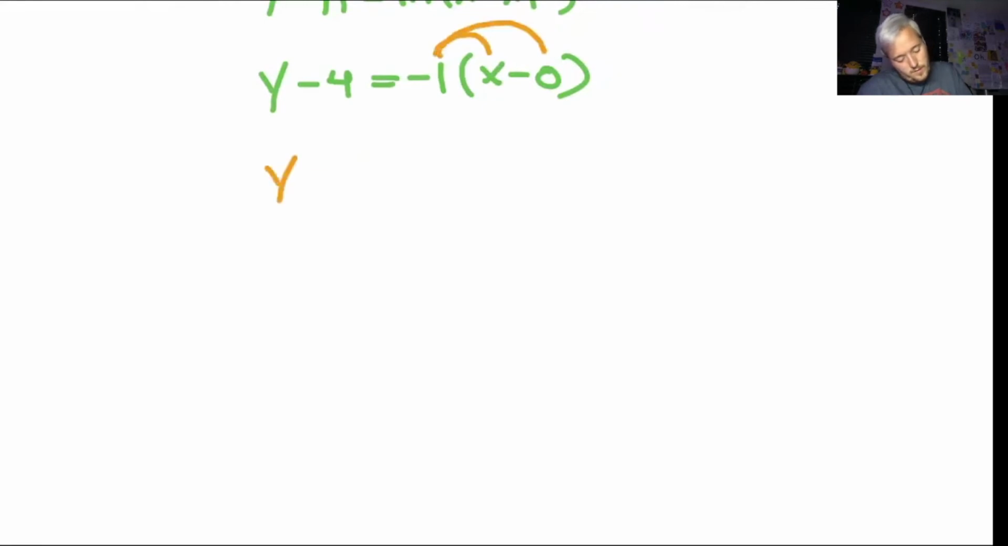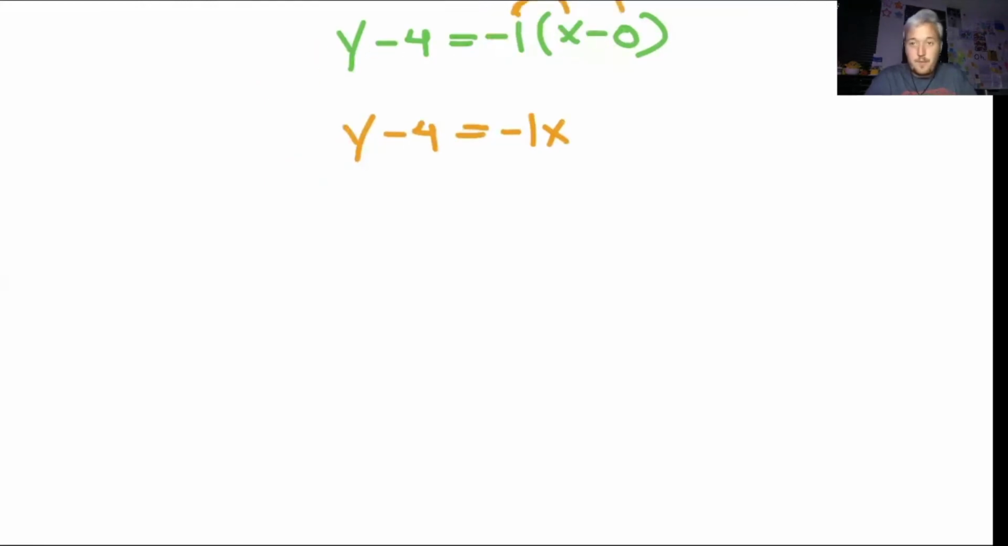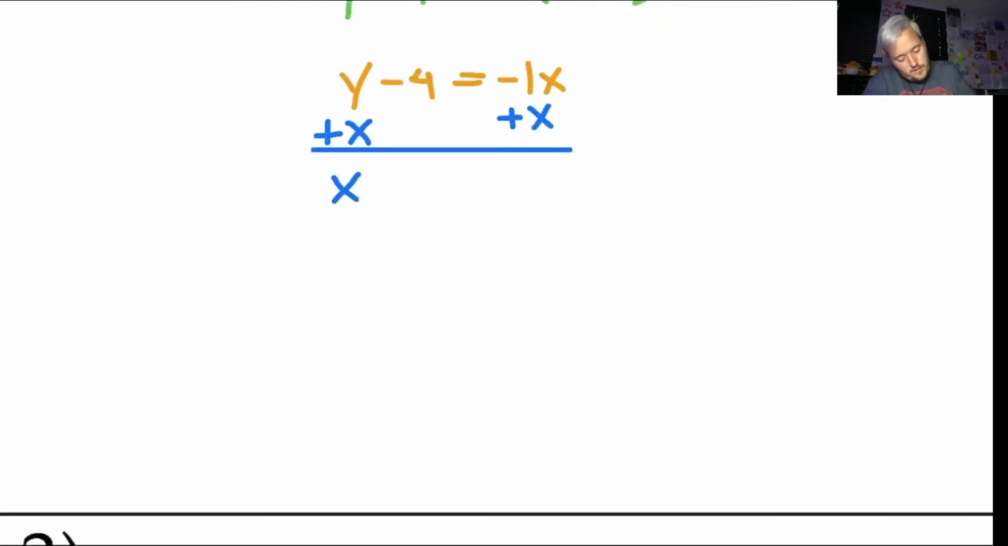So I'm going to have y minus 4 equals just -1x. This is a great example of when your x value is actually negative. Because my x value here is negative, this is not my pivot point. So that means I actually need to add x on both sides. I have to make it positive. So I'll have x plus y minus 4 equals 0.